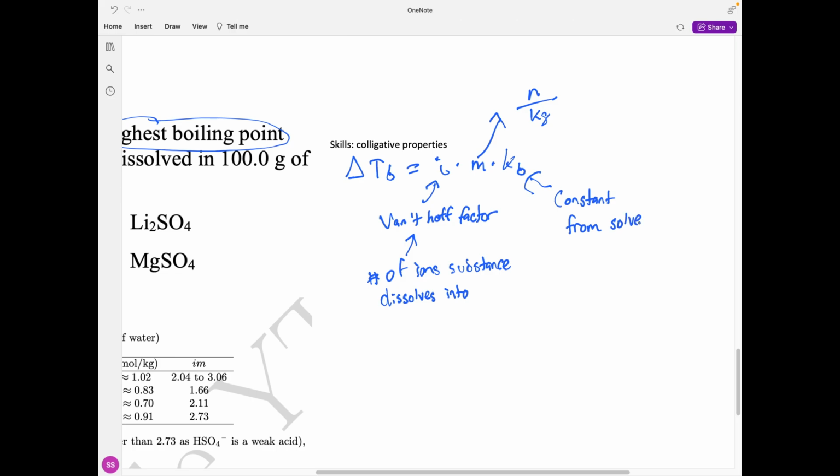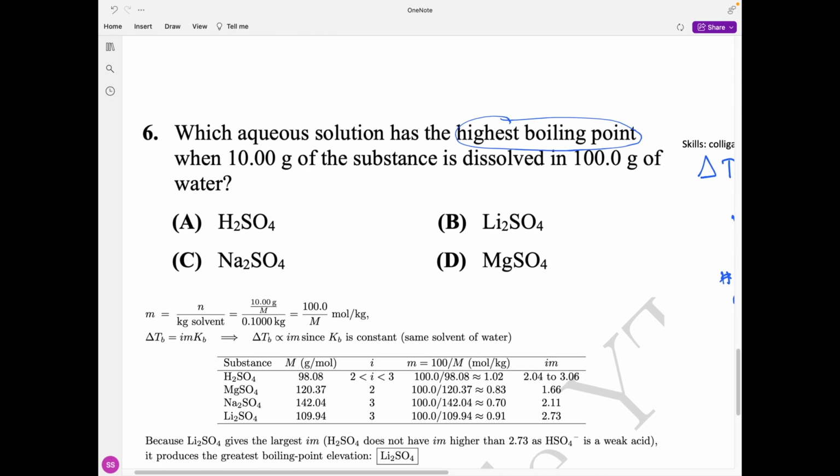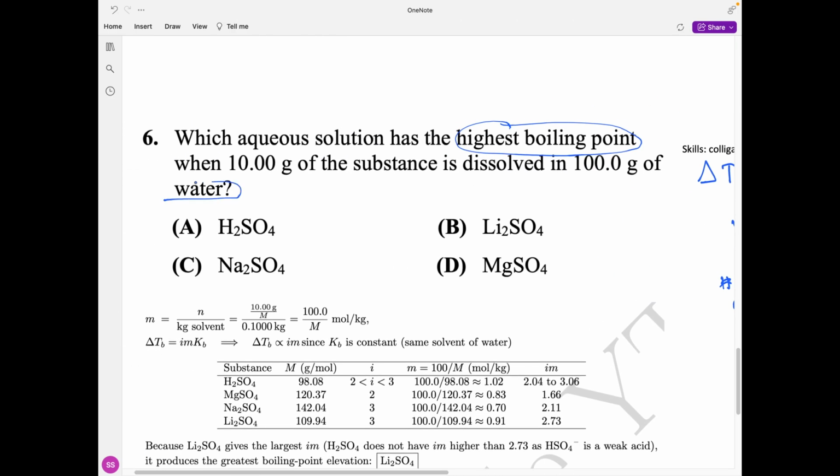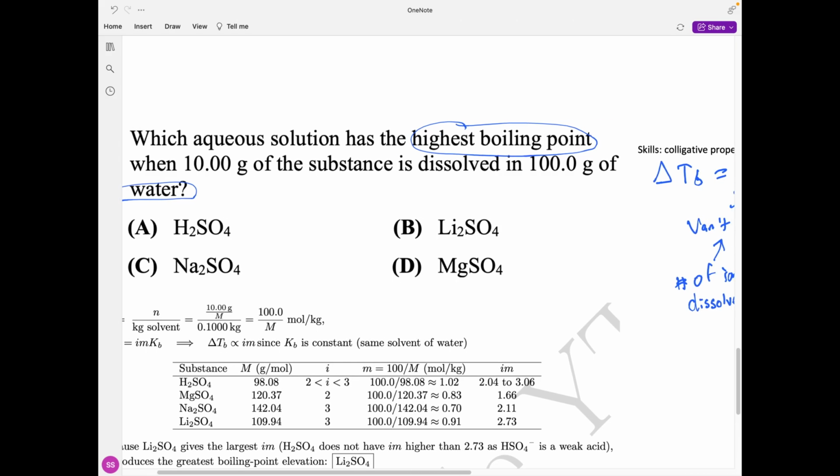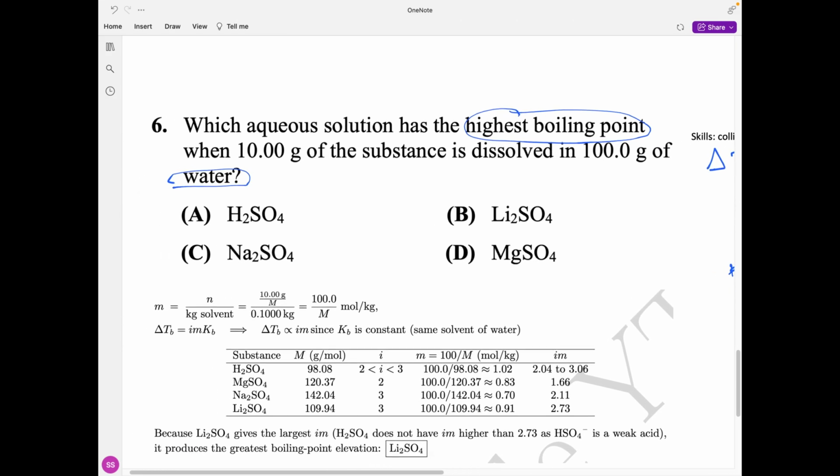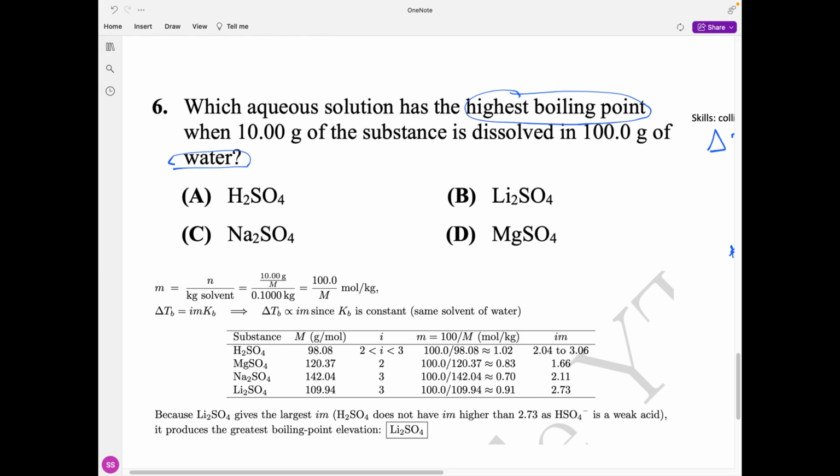Going back to the problem, we have water as the solvent for all of them, so Kb is not really going to be an issue. Instead, we're going to be looking at the Van 't Hoff factor and the molality the most. In these types of problems, the Van 't Hoff factor ends up being a bigger contributor to the change in boiling point than the molality. So we're going to look at that first and then use the molality as a tiebreaker.